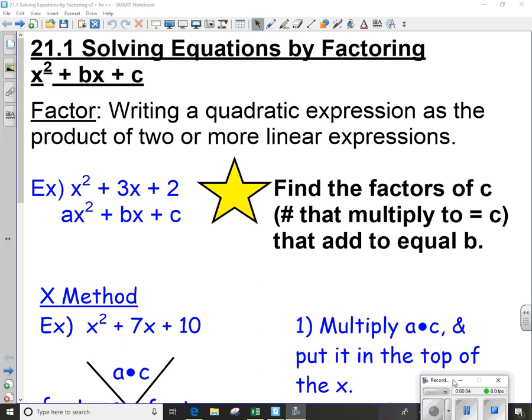We are going to go over the notes over 21.1, which is station 5. And this is factoring. We're going to be factoring when there's an understood 1 in front of the x squared. Now, you're probably saying to yourself, Mrs. Gorns, what is factoring? Factoring is really the opposite of the multiplication that we have just been doing in station 3.